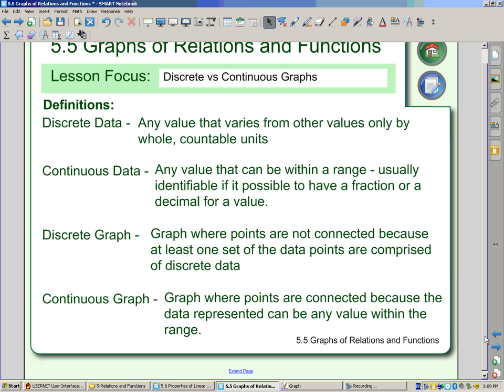So when we go to graph this, we need to understand, do I have discrete data? What's continuous data? In a discrete graph, our points are not connected. So at least one set of the data points are comprised of discrete data. I can't connect the points because there's no meaning in between. So for instance, if I had the number of people and I had your heights, I'm not going to connect that data. It doesn't have any meaning. So how many people there are, what their height is, it doesn't have meaning to connect it.